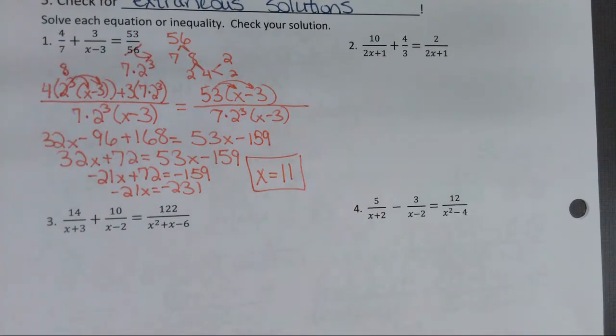Let's take a look at the next one. We need to first factor everything that we can. Lucky for us, it's already factored. So we can go ahead and find our common denominators.